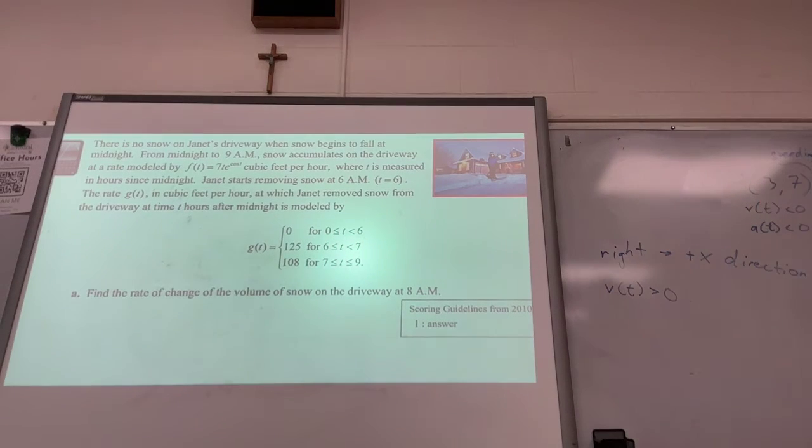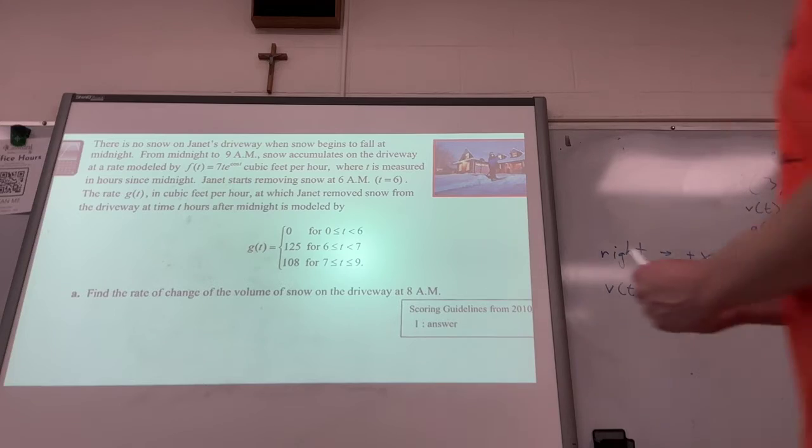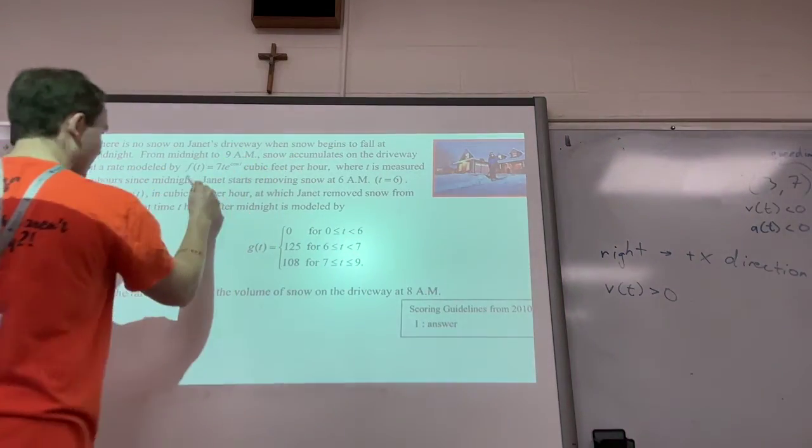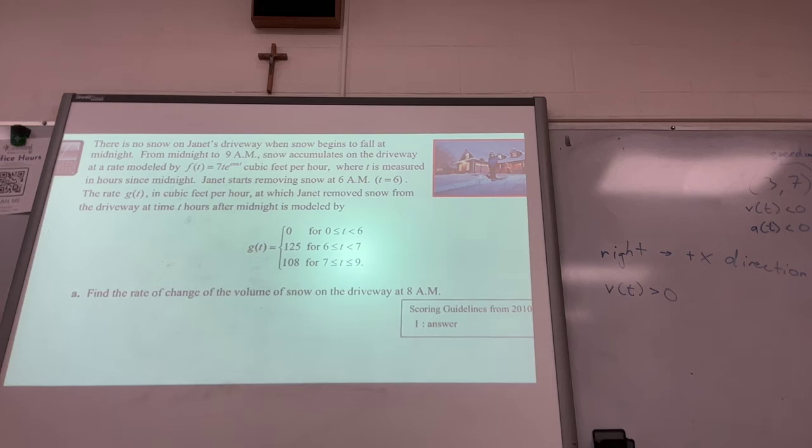Calc AB, October 28th. There's no snow on Janet's driveway when snow starts to fall at midnight. From midnight to 9, the snow accumulates on the driveway at this rate. So this is a rate of this many cubic feet per hour, where t is measured in hours since midnight.